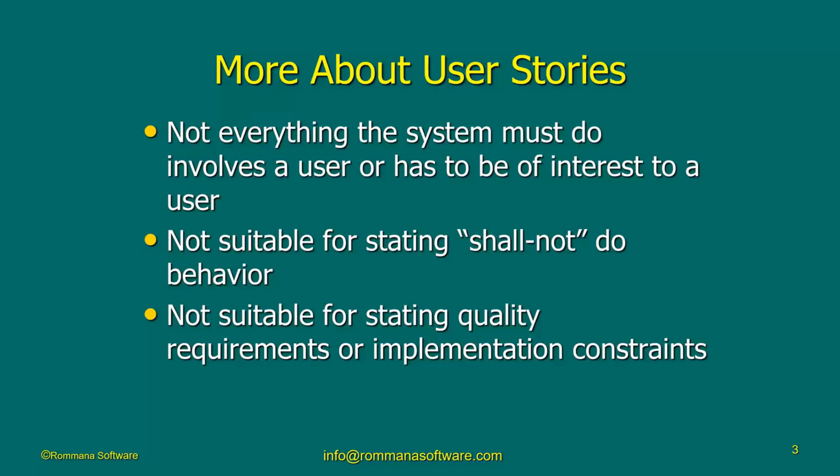User stories are also not suitable for stating what I call "shall not do" behavior. We all get very busy trying to describe what the systems shall do. Even when we wrote requirements, keep in mind, we wrote requirements in the form of things like "the system shall do this" or "the customer shall be able to do this." We never really spend some time thinking about all these kinds of things that the system shall not do, should not do, or things the user should not be allowed to do.